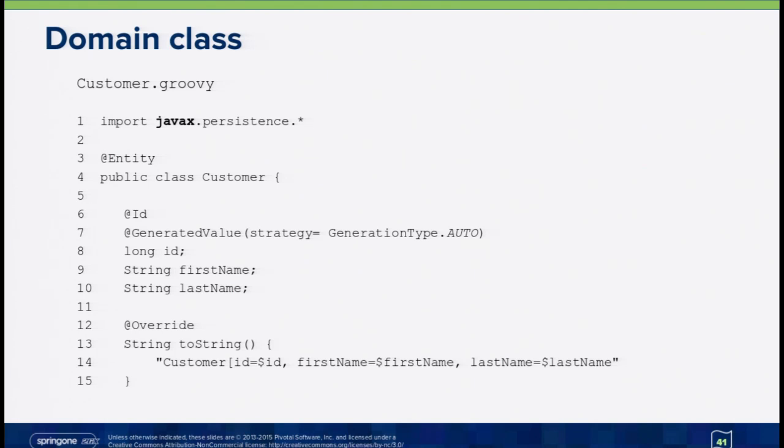This is an example of a domain class with Spring Data JPA, a simple customer class with three attributes and a toString method.